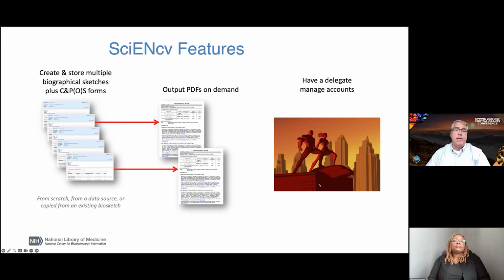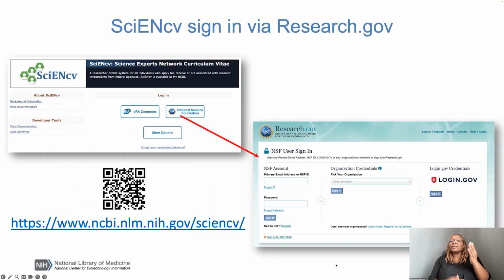And finally, as I had mentioned earlier at the start, you can have a delegate that manages all of this for you. The system is set up to support this. It comes in handy. It supports that very common workflow that we see. And just know that while the delegate can set up the document for you and fill out all the information, the PI does need to come in and authenticate and create the final version of the PDF for submission to the agency. All right, so how do you access SciENcv?